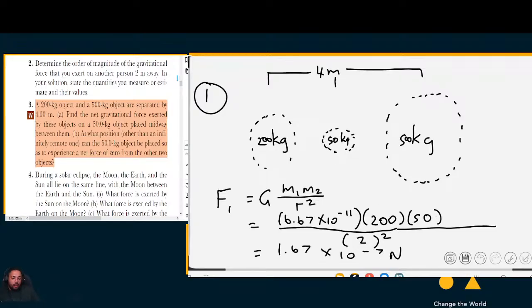Here you have 10,000 over 4, and that's negative 11 plus 4, then divided by 4. So that's what we have. The first answer, the force between those two, F1, is attractive. This one is to the left. So we have a 1.67 times 10 to the negative 7 newton force to the left.